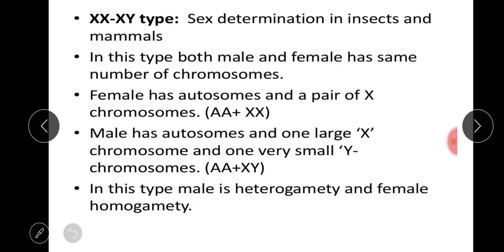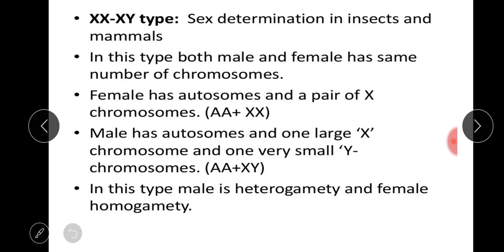Now, XX-XY type. This type is present in certain insects like Drosophila melanogaster and mammals including human. In males, an X chromosome is present, along with another part which is very small called Y chromosome, whereas females have a pair of only X chromosome, that is XX.